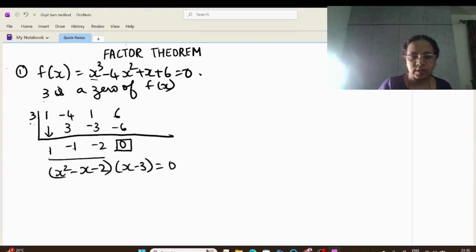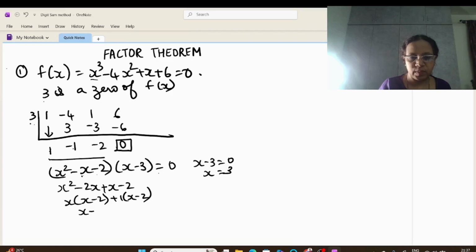Since 3 is a 0, x minus 3 will be one of the factors. Therefore x minus 3 is equal to 0 and x is equal to 3. Let's find the other factors by factorizing this quadratic polynomial. We have to split the middle term. You will get x squared minus 2x plus x minus 2. This is x times x minus 2 plus 1 times x minus 2. So you get x minus 2 into x plus 1, and let's not forget x minus 3.